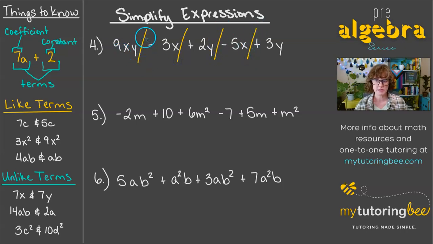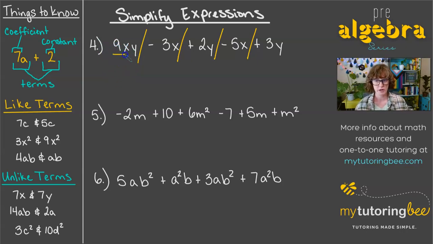So I'm just putting a slash in front of each plus or minus sign because this minus sign goes along with this 3x, this plus sign goes along with this 2y, and so forth. So let's go through and identify any like terms.